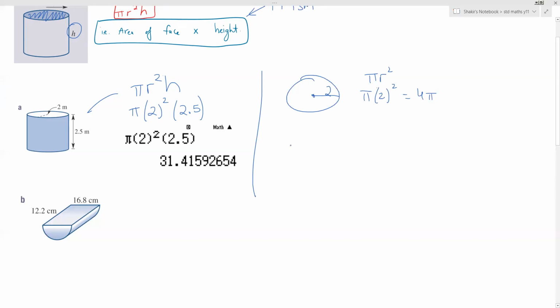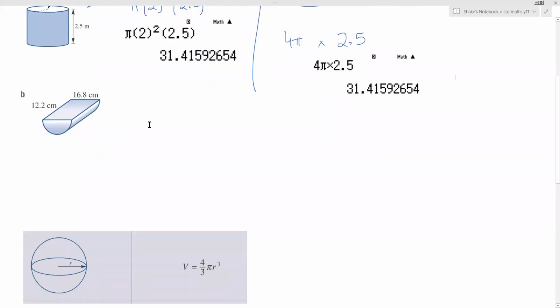And we have to multiply 4 pi by the height or the depth, which over here is 2.5. It's really the same thing, no different. 4 shift pi multiplied by 2.5. It's just a matter of how you're going to approach it, whether you're going to memorize the formula blindly or whether you're going to do area of face times the height. Now let's look at the next question.